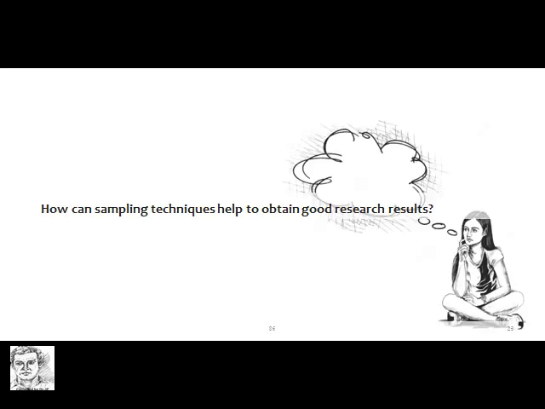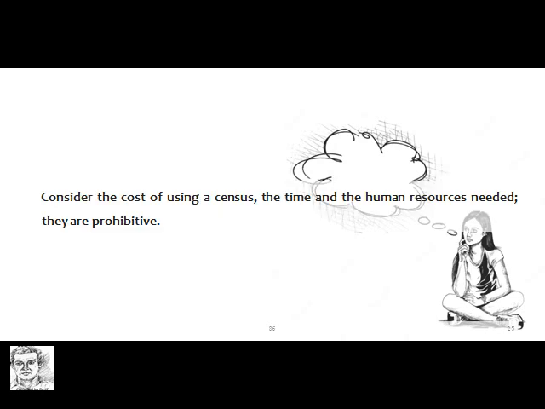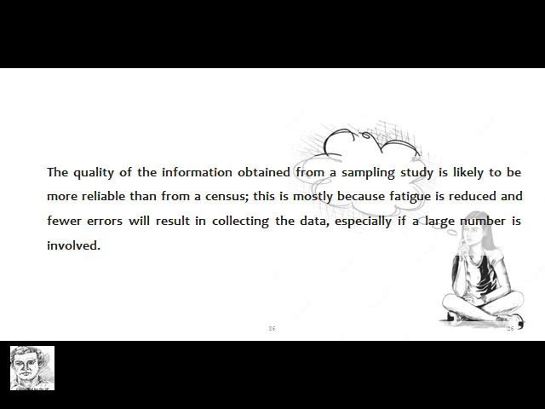How can sampling techniques help to obtain good research results? Justification for sampling. The reasons for using a sample are many. In research investigations involving several hundreds and even thousands of elements, it would be impractical to collect data, test or examine every element. Consider the cost of using a census, the time and the human resources needed. They are prohibitive. The quality of the information obtained from a sampling study is likely to be more reliable than from a census.